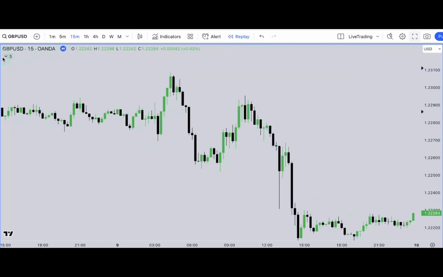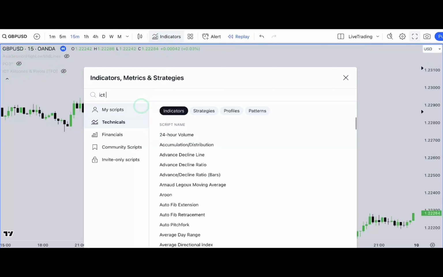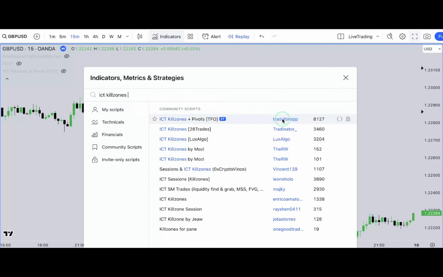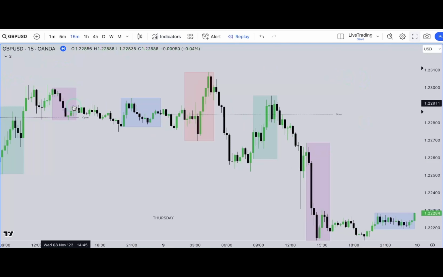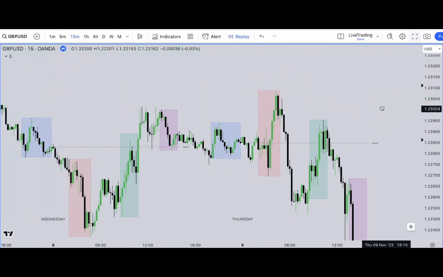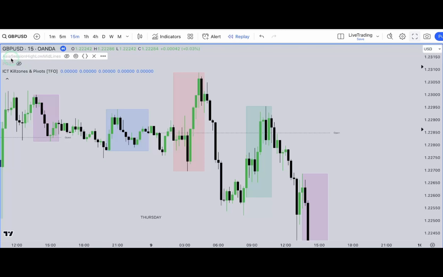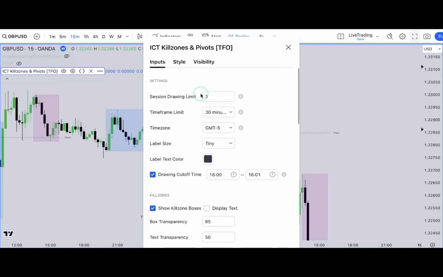And there's an indicator. It's called ICT Kill Zones and Pivots. If you go to indicators, it's this one from Trade for All. And if you enable this, your kill zones appear right now. So let's go over the settings. How do you need to prepare this indicator for your own trading? The session drawing limit, I like to do it for 3. So when you go back in time, it's not going to be all over the place, like 100 days back. I like to do it on 3.